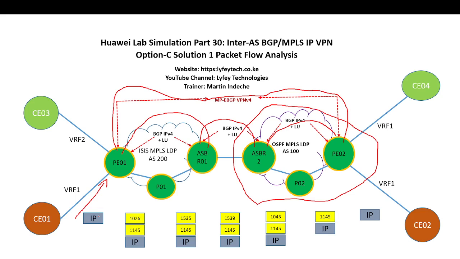So this outer label is just used to transport the packet on our service provider network. The intermediary nodes will perform the swap operation, swapping the outer label with the label they have received from the upstream router. But the inner label remains the same. You can see that when PE01 is sending the packet to P01, it has attached two labels. We have 1026 as our outer label, and 1145 as our inner label. So P01 receives a packet with two labels, the inner and the outer label.